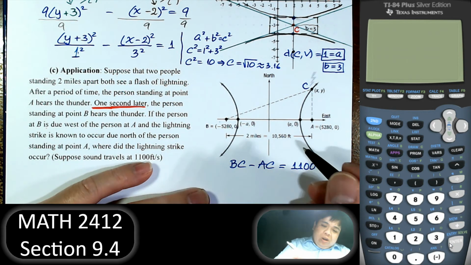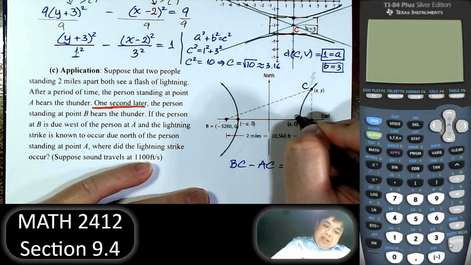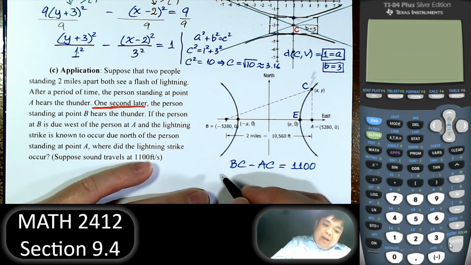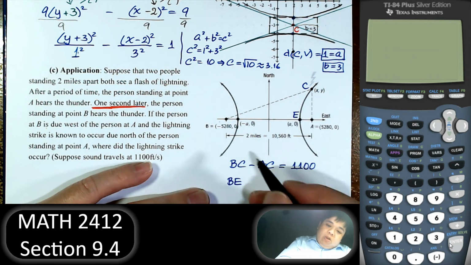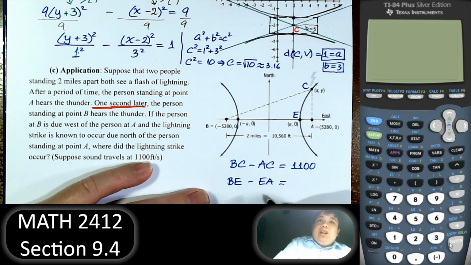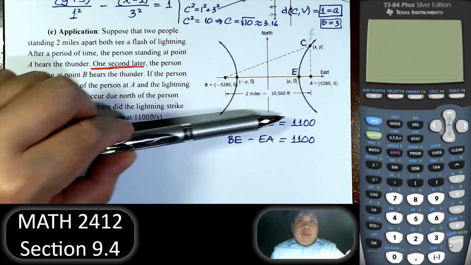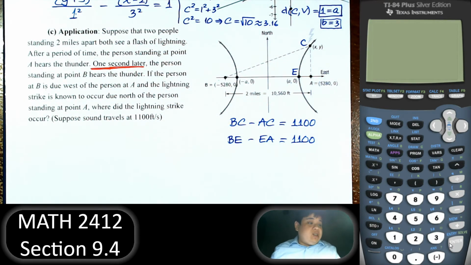Now, instead of point C, let's say this is point E here. It's on the transverse axis. We have BE subtract EA. What's that? By definition of hyperbola, the distance difference has to be constant. It's also 1100 as well, which is good. Right, any point on the hyperbola has this characteristic.